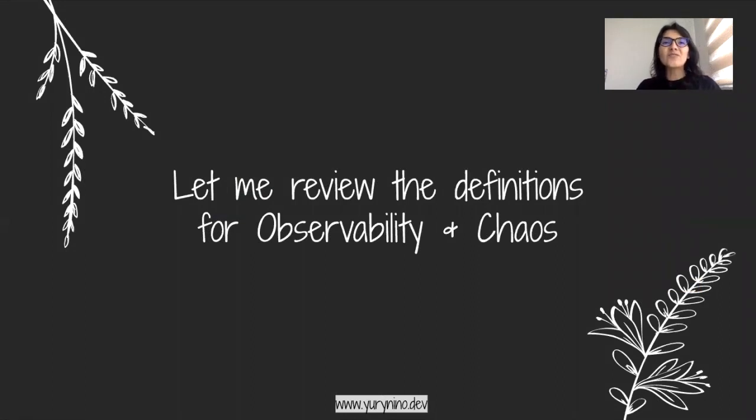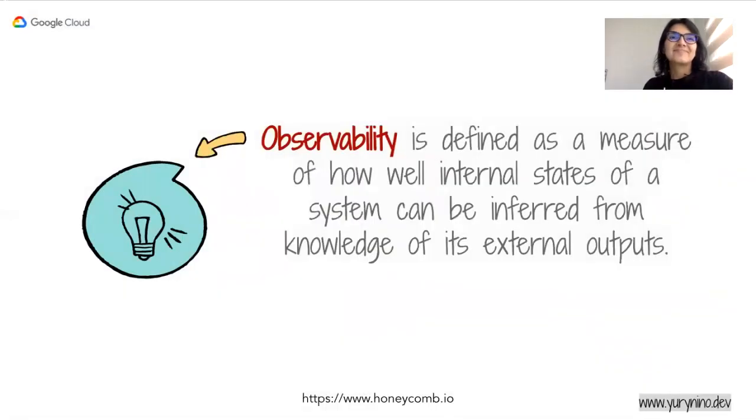So let me now review some definitions that we should have clear before trying to learn about observability and chaos engineering. Observability is being able to fully understand our systems. In control theory, for example, observability is defined as a measure of how well internal states of a system can be inferred from knowledge of its external outputs. For me, observability is about asking questions, providing answers, and building knowledge about our systems.